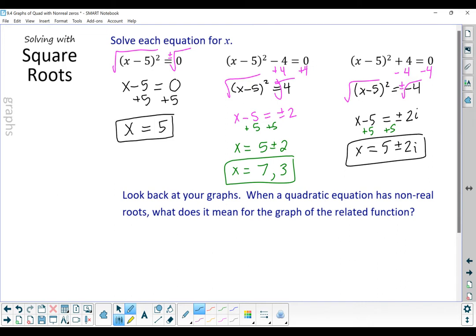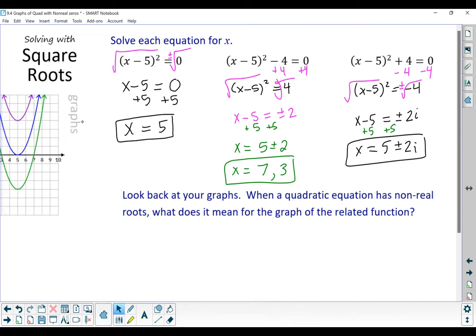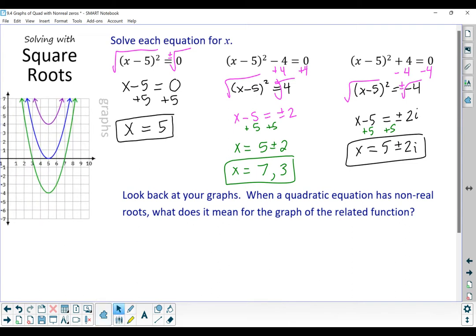So I want to look back at our graph and think about what it means for the graph if our quadratic equation has non-real zeros. My first function was x minus 5 squared, and that is the blue function. And you can see that the solution we came up with was just one value, 5.